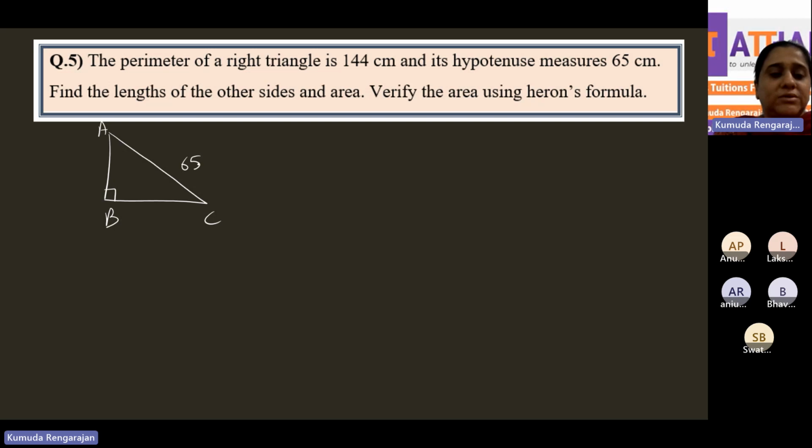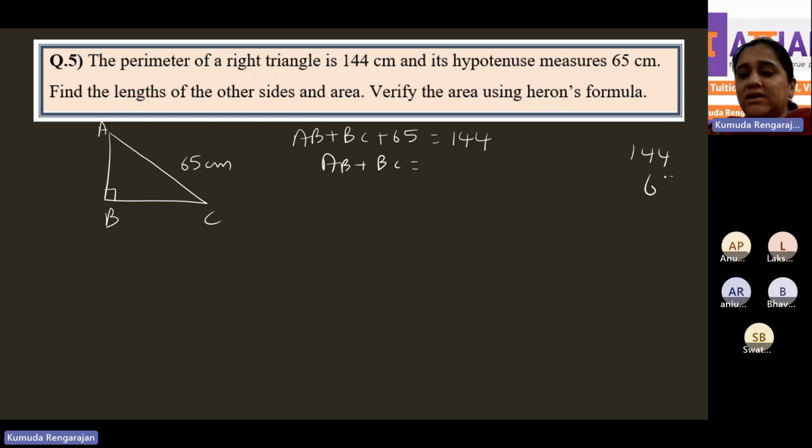This is 65 centimeters. All right. Now what is perimeter? AB plus BC plus AC, that is 65, is equal to 144, correct? Sum of the three sides is equal to perimeter, correct? Okay, so AB plus BC is equal to 144 minus 65. So how much is that? 79. My subtraction correct? Okay, I hope it is right. AB plus BC is 79.